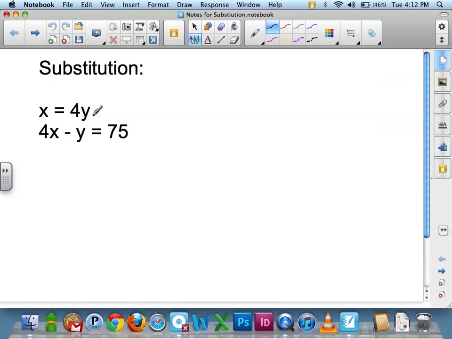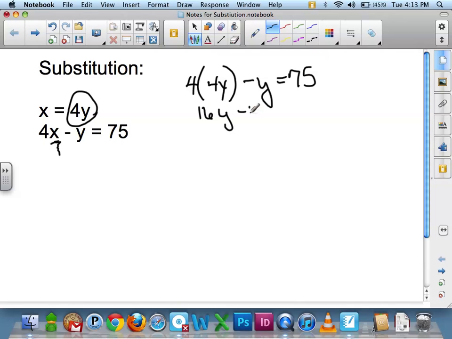What we're going to do is, because one of our equations just has an x on one side, so one of the variables is all by itself, we're going to take this 4y and replace my x with a 4y every time. So, for example, I'm going to do 4 times 4y. So I'm taking the x out and replacing it with the 4y. And then I'm going to say minus y equals 75.